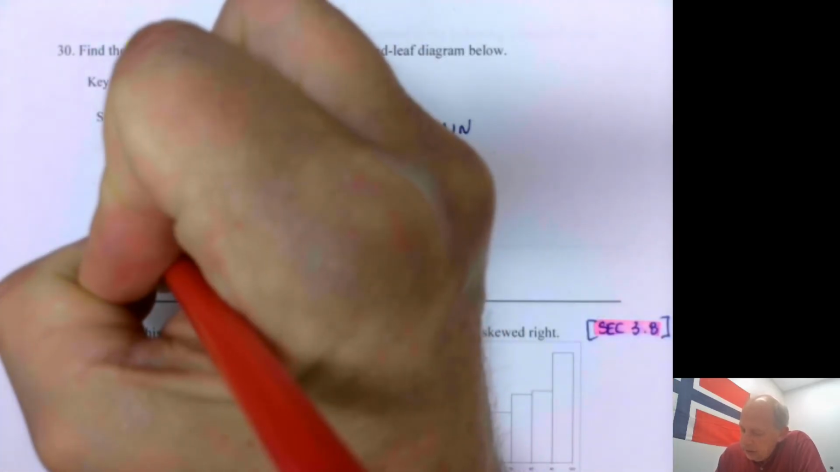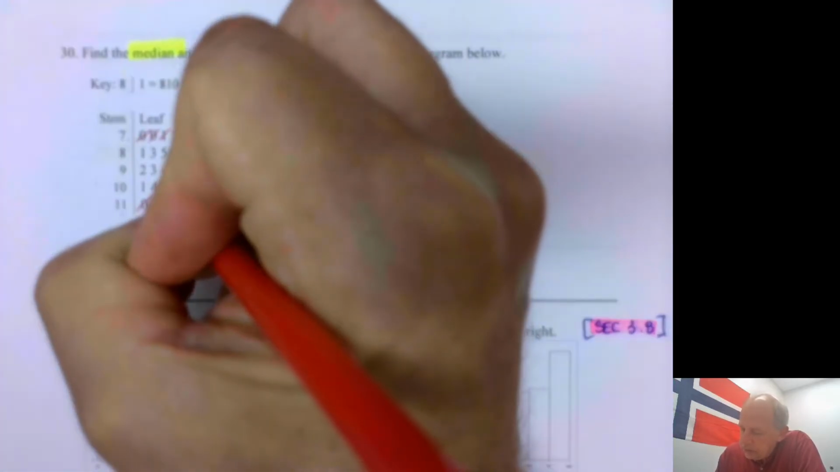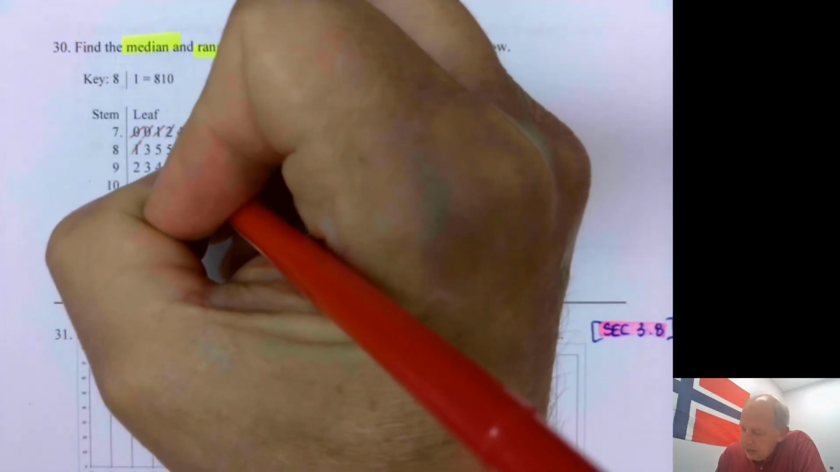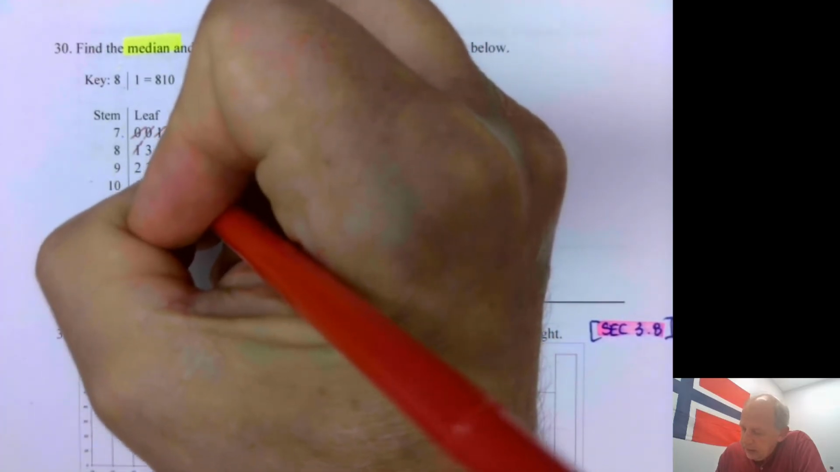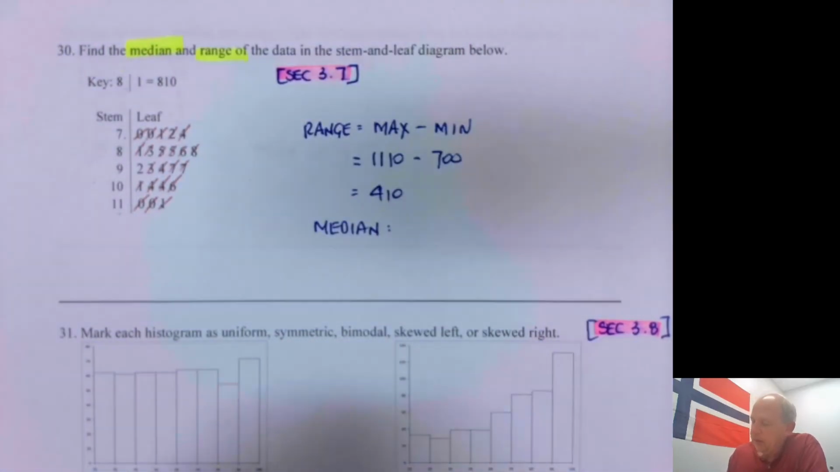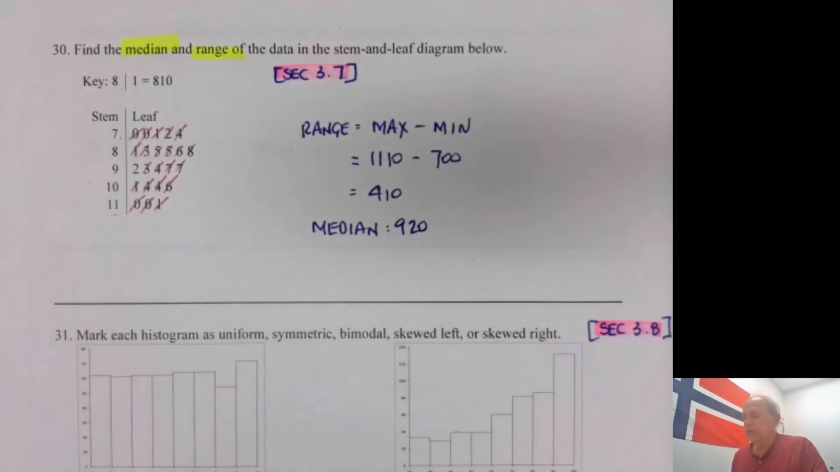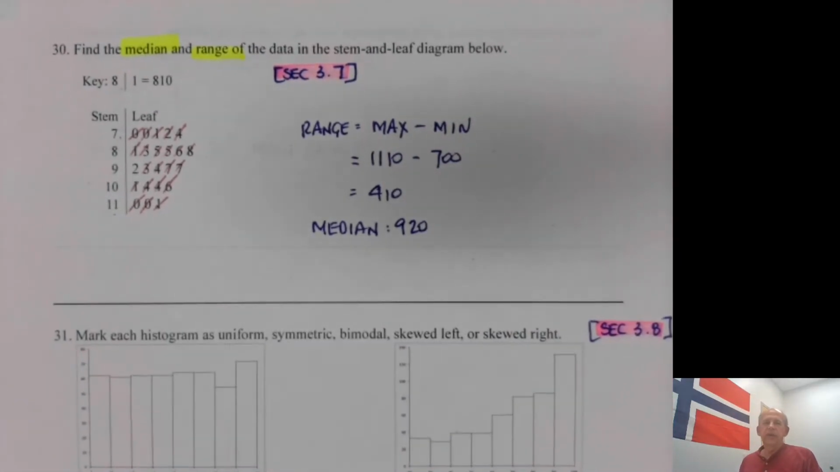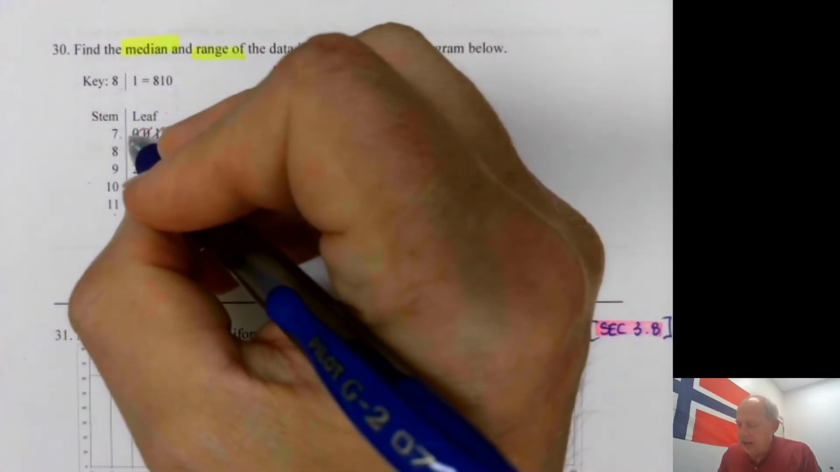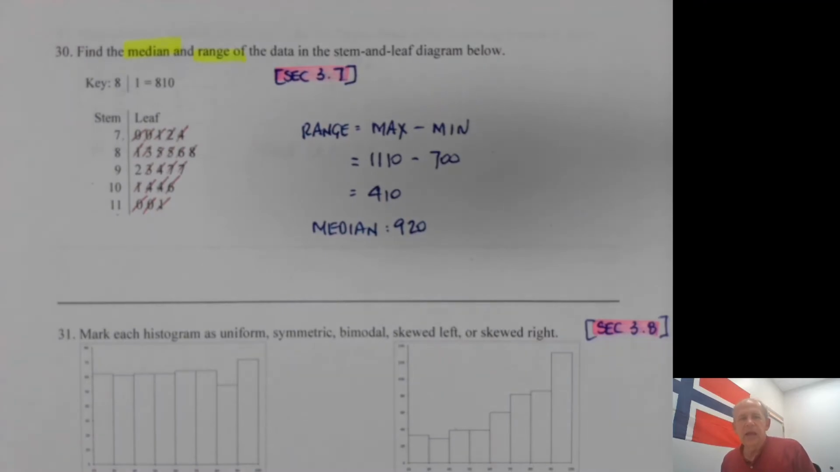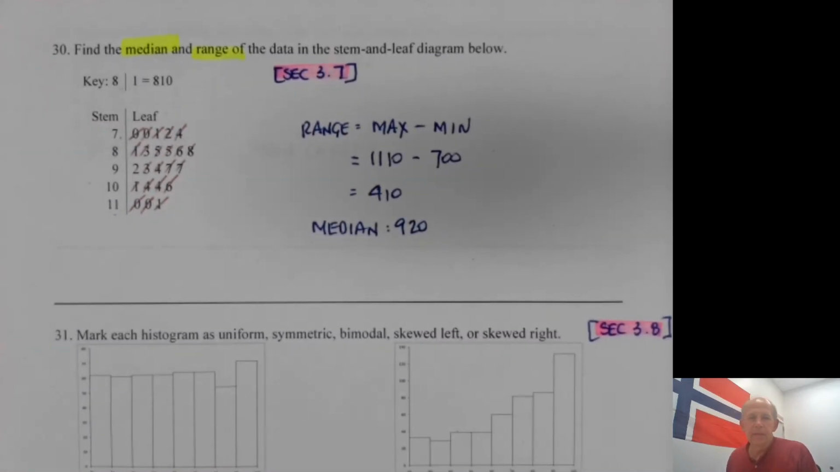Second highest, second lowest, third highest, third lowest, fourth highest, fourth lowest, fifth, fifth, sixth, sixth, seventh, seventh, eighth, eighth, ninth, ninth, 10th, 10th, 11th, 11th, and my median is at 920. So I physically work my way into the center of the data by eliminating the highest, lowest, second highest, second lowest, third highest, third lowest. I got my way right to 920.